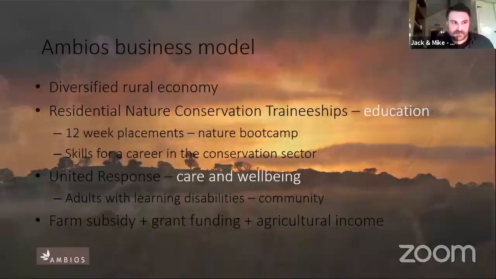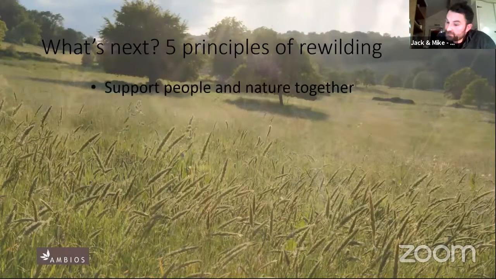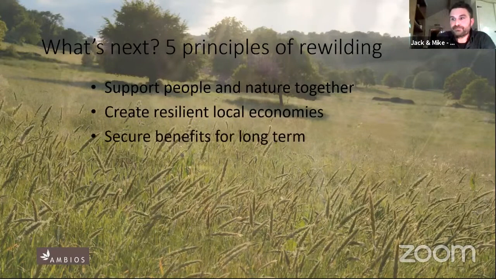And so we approached the project of rewilding Sharpham, and we're still in the process of learning what that looks like, but principally allowing natural processes to happen. And we've drawn quite extensively from Rewilding Britain, who, in order to try and encourage whole-scale rewilding, come up with 5 principles: to support people and nature together, to create resilient local economies, to secure benefits for the long term, to work at nature's scale, and to let nature lead.